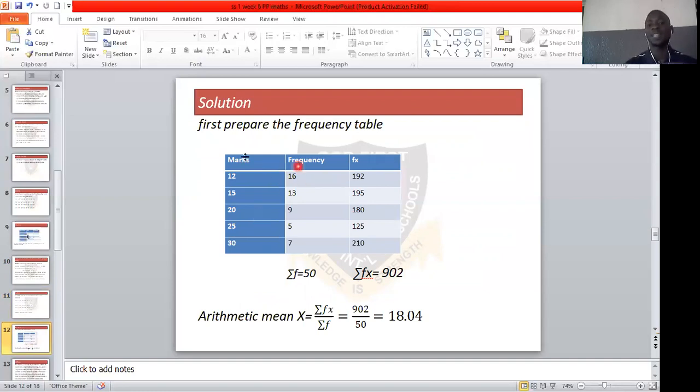Fx. The mark is represented as x, and frequency is represented as f. So the product is f times x, which is fx. So 12 times 16 will give you 192. Please, I want you to get your calculator.